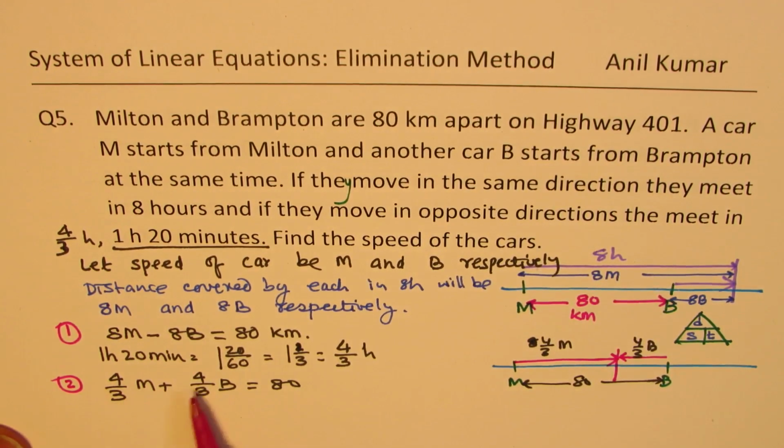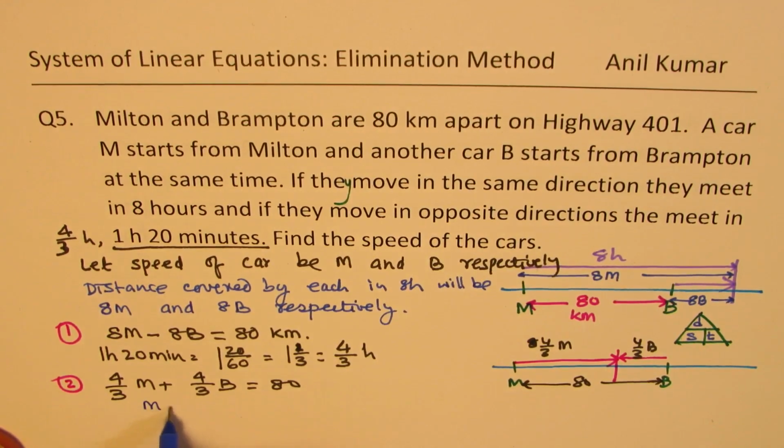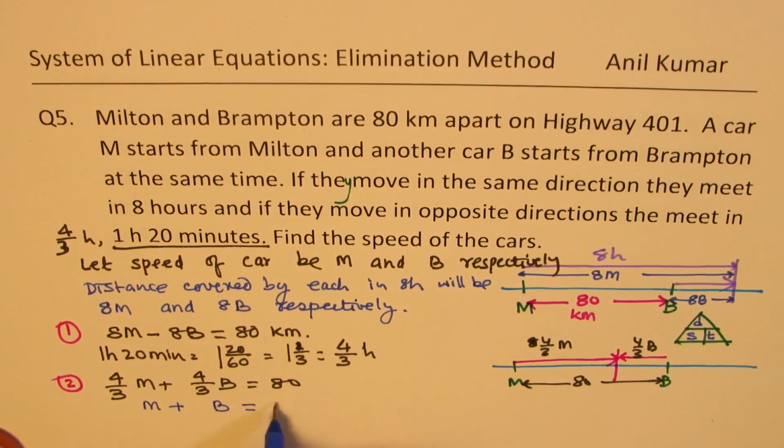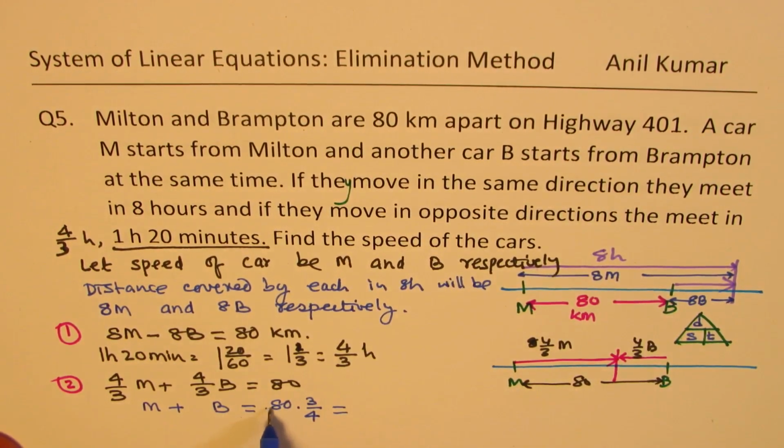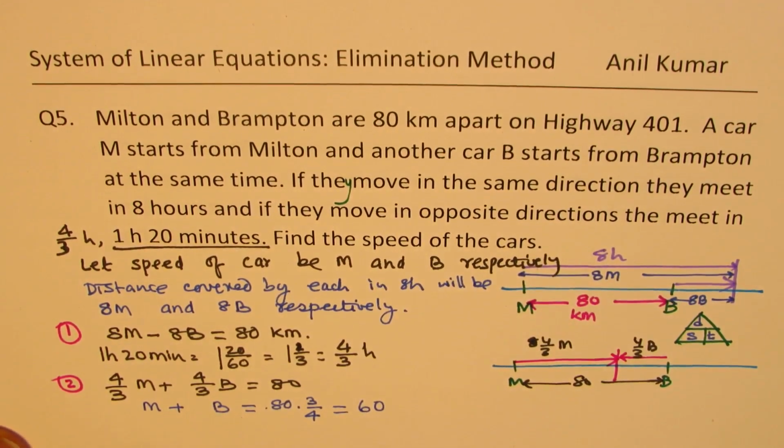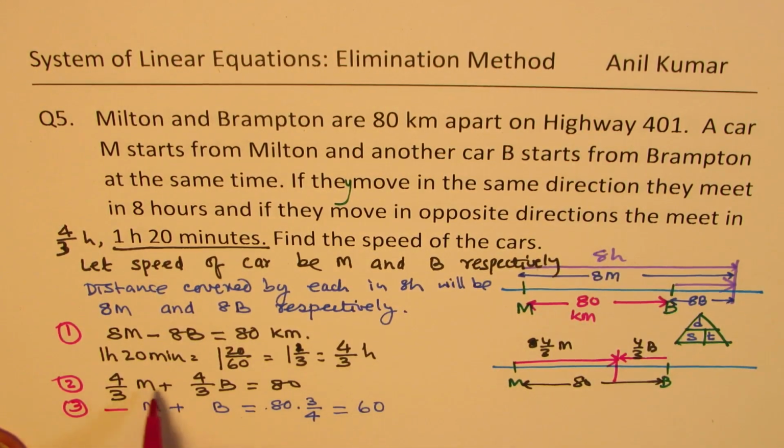Now if I multiply the second equation by 3 over 4, right? So we could write this as m plus b equals 80 times 3 over 4. Or that goes 20, right? So we get 3 times 20, 60. Is that clear? 3/4 of 80. So we get the second equation modified as m plus b equals 60. So we just multiplied all the terms by 3 over 4. We got this equation, right?